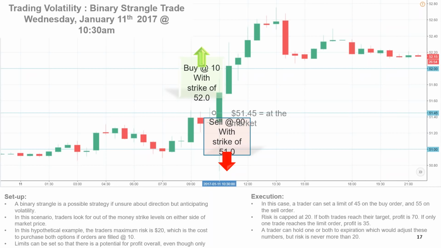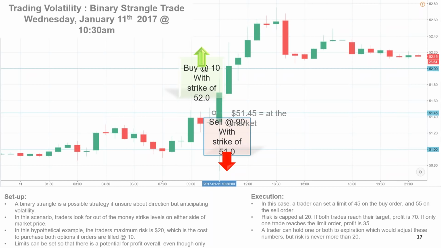profitable if only one ends up in the money. Okay, so we'll build that for you here over this slide, but essentially what you need to do is find two strikes sufficiently out of the money so that in paying for both, you'll have enough upside to pay for both if one of them comes up in the money. So in this hypothetical example, we're going to buy 2 options at $10 each, one above the market, one below.